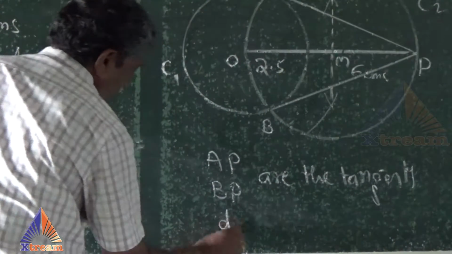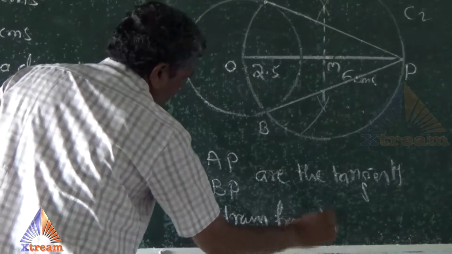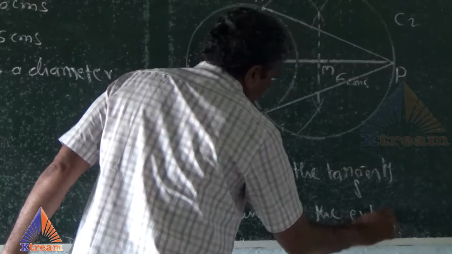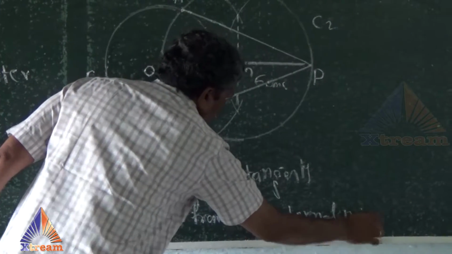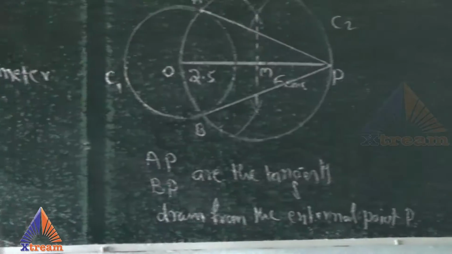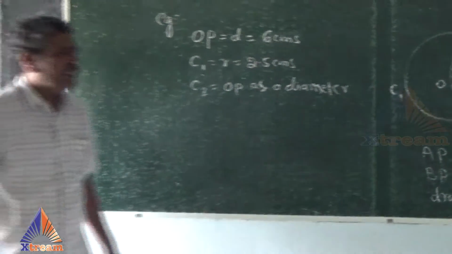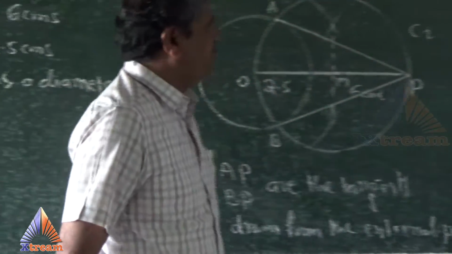drawn from the external point P. If you construct like this, then you will get a 2 or 3 marks problem.